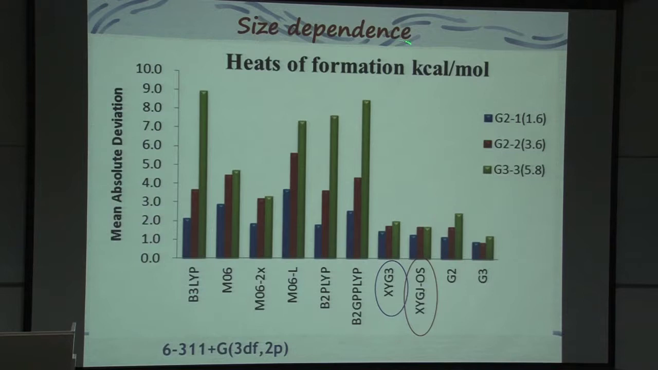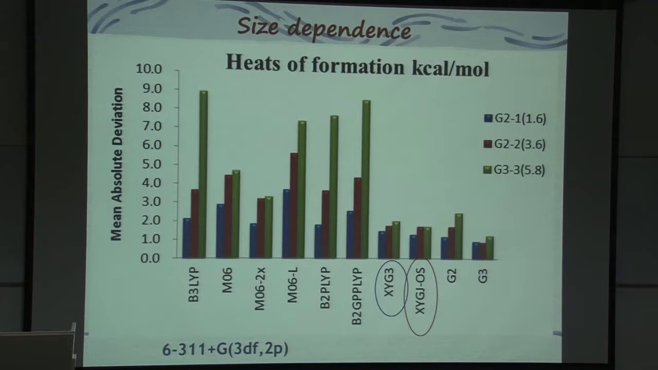For the G3 sets, they actually have three subsets developed during these years: G2/1, G2/2, and G3/3. The numbers in the parentheses are heavy atoms or non-hydrogen atoms. You can see, as the system becomes larger and contains more non-hydrogen atoms, the mean absolute deviation of B3LYP is getting considerably worse. This is the performance of this new functional. Now we can really cut this mean absolute deviation below 2 kcal/mol, which is quite similar to G2 and G3. These methods are coupled cluster based and scale as the n to the 7th power.